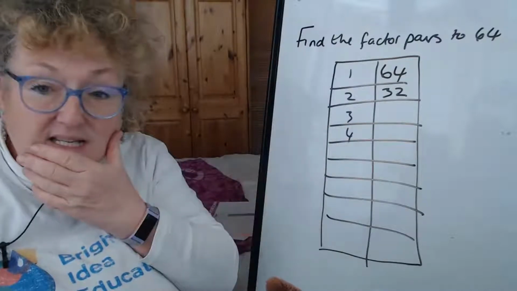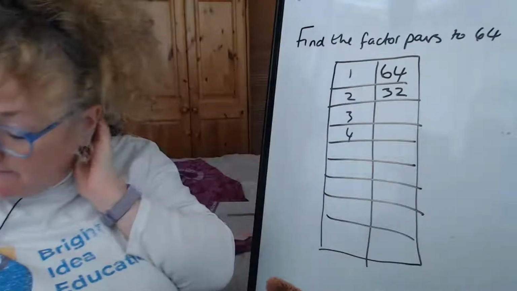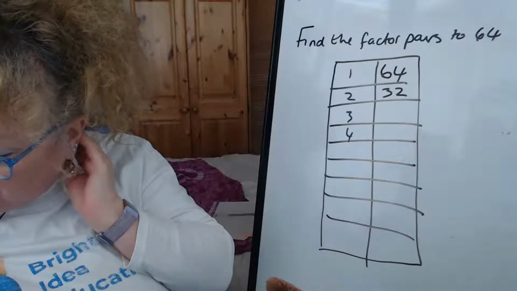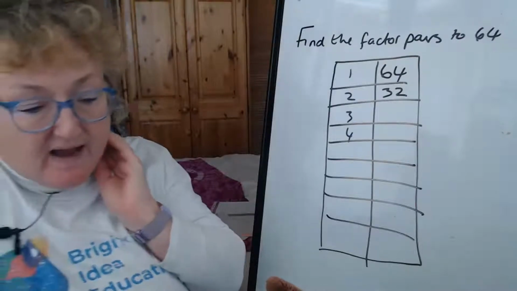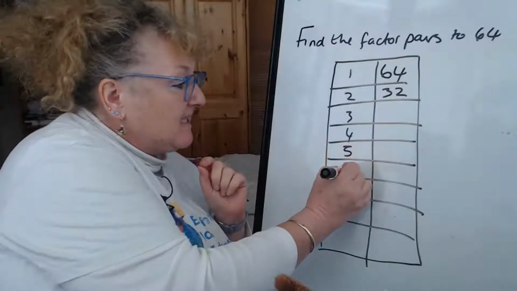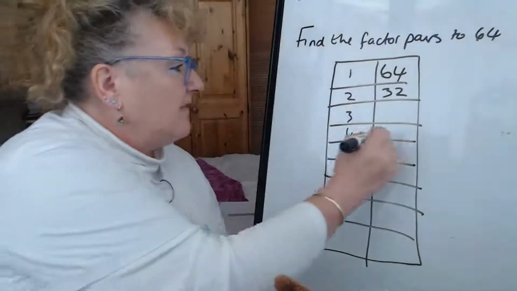Does 3 go into 64, or is that a cross? Does 4 go into 64, or is that a cross? Have a think. What factor pairs have you found? Okay, 5, 6. Keep going down. 4 and 16 I've got.